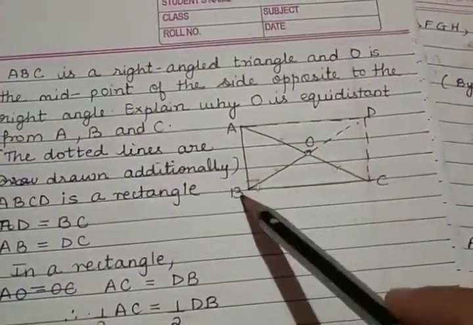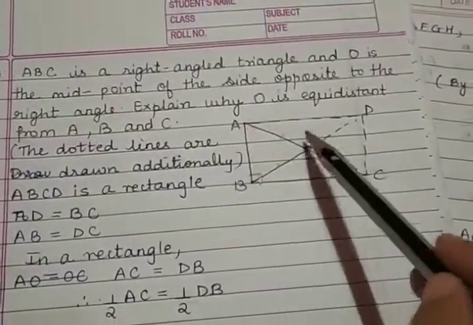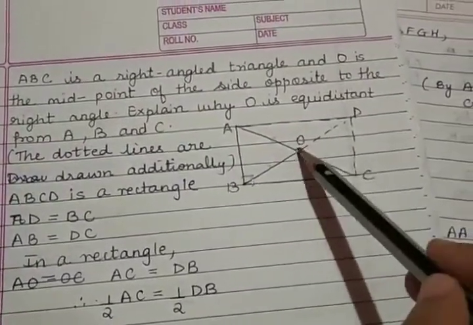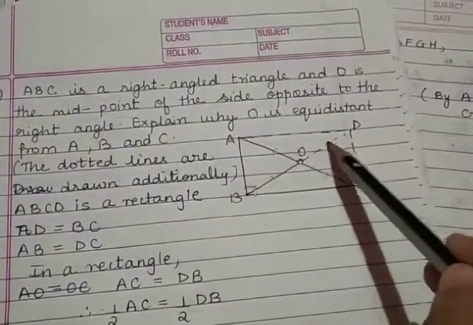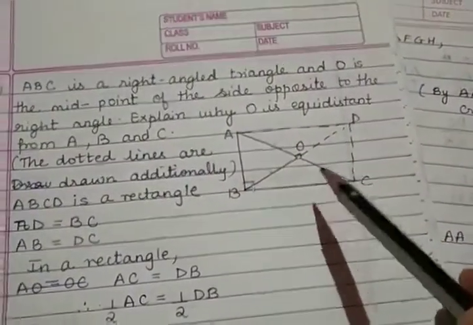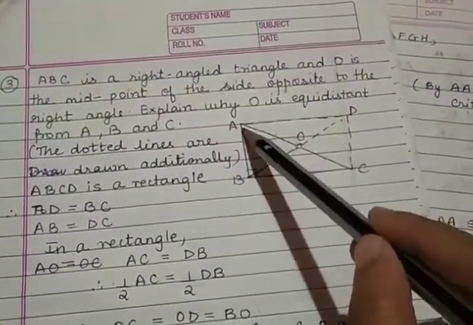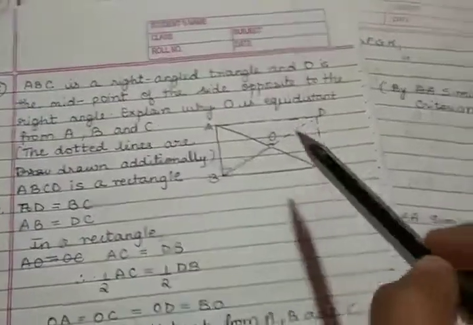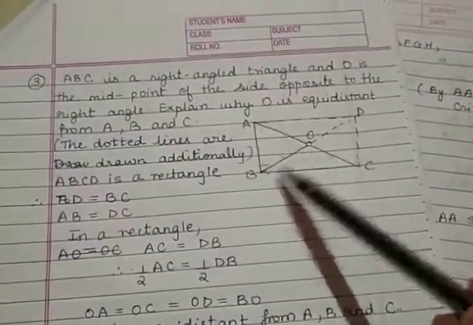Since these two are equal, their halves also will be equal, correct? So OA will be equal to OC, will be equal to OD, will be equal to BO. So all these lengths will be equal. Since all are equal, this point is equidistant from all these points. Therefore O is equidistant from A, B and C.